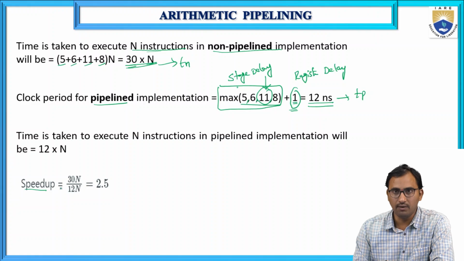So now the speed up is equal to Tn by Tp. So Tn is 30n nanoseconds by 12 nanoseconds. So you will get 2.5. So the speed up factor is 2.5.